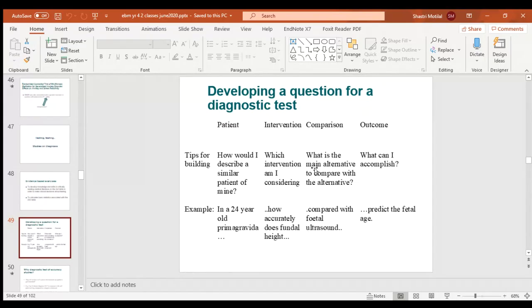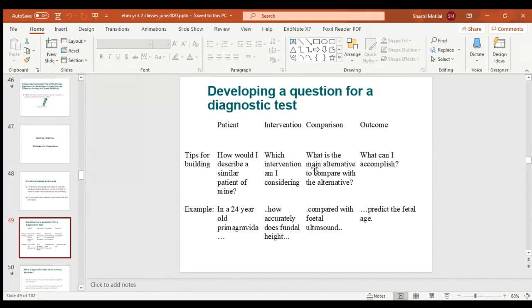So in a 24-year-old primigravida, that's a lady who's having a baby for the first time, I know you all haven't done your O&G rotation as yet, how accurately does fundal height, compared to fetal ultrasound, predict the outcome of fetal age?